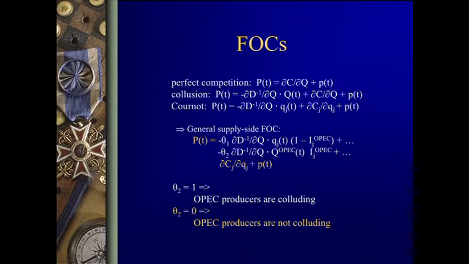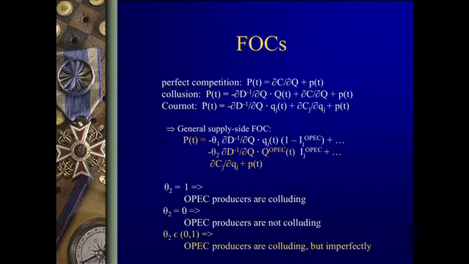If theta 2 is equal to 0, then this line no longer applies. So the model again collapses to price equals marginal cost plus marginal user cost. So the OPEC producers are not colluding if theta 2 is equal to 0. And if theta 2 is in between 0 and 1, then the OPEC producers are colluding, but imperfectly.